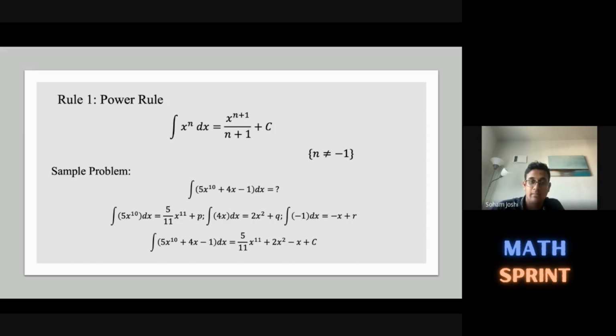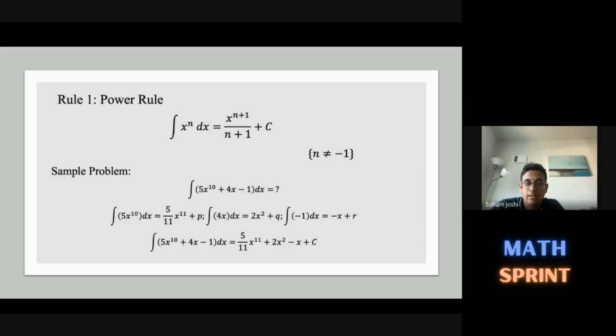Now, don't get intimidated by this problem. For your understanding, I will split this large polynomial into 3 subparts. First, let's integrate 5x to the power of 10. 5 is a constant. X to the power of 10 is in the form x to the power of n. So, using the formula, the integral of x to the power of 10 is 1 by 11 x to the power of 11. Then multiply by the constant 5 to get 5x to the power of 11 divided by 11. I added a p at the end to represent a constant of integration. I didn't want to use c because I didn't want to confuse you, because I used c in our final answer.